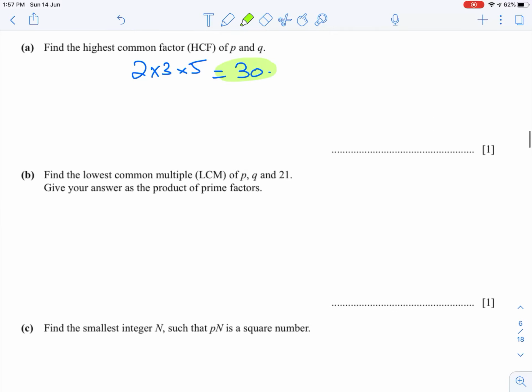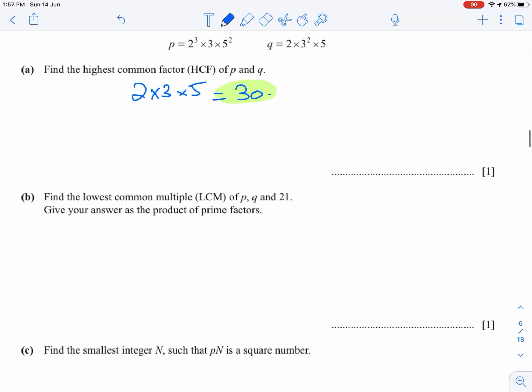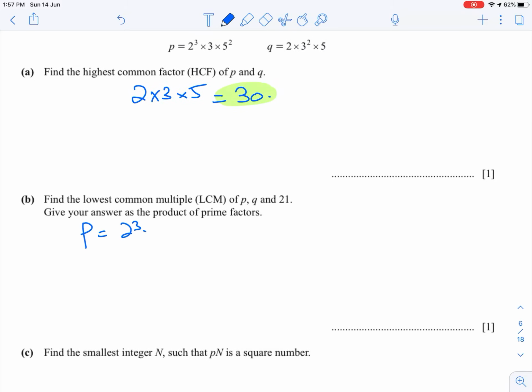Find the lowest common multiple of P, Q and 21. We have the prime factorization of P with us, which is 2 cube into 3 into 5 square. We have the prime factorization of Q, which is 2 into 3 square into 5, and we can also find out the prime factorization of 21, which will give us 3 times 7. Now we are supposed to find out the LCM. Let's pick up the greatest power of 2. The greatest power of 2 is 3 here, 1 here, no 2, meaning 0 here. So we'll take the greatest power since we have to find out the LCM.